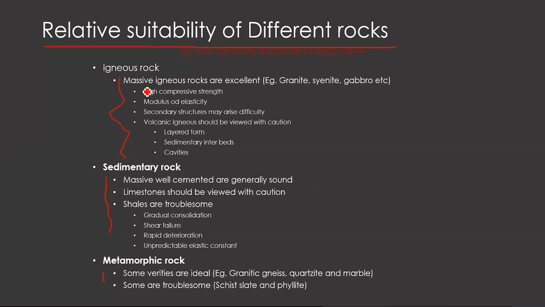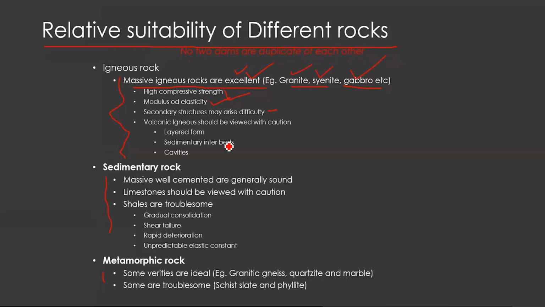For example, massive igneous rocks such as granite, syenite, and gabbro are good, excellent foundations. They have high compressive strength and a high modulus of elasticity, but secondary structures like faults or joints may create some trouble. Otherwise, they are all good. Granite, syenite, gabbro, they are all good for construction.